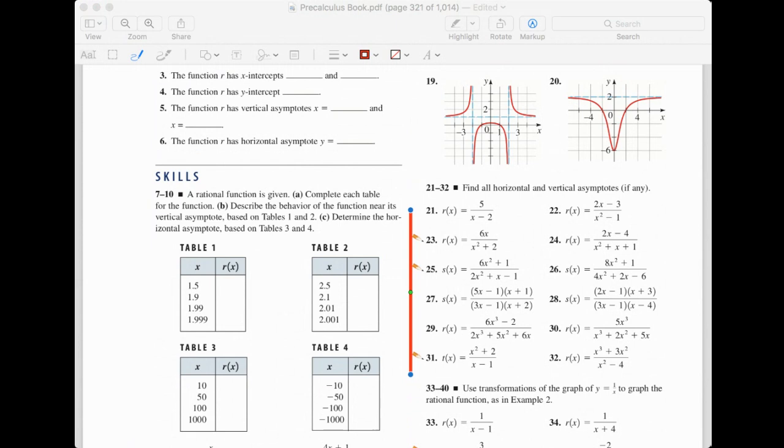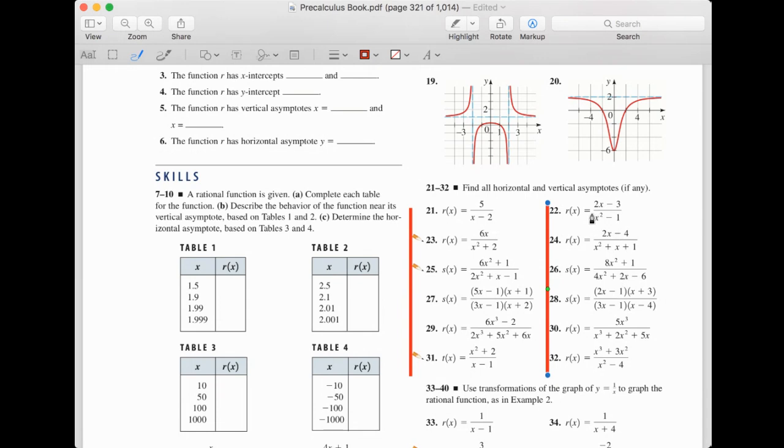3, 7, 21, 23, 25, 27, 29, 31. So 21 up to 31, odd numbers, those will be homework. But let's talk about this homework. I'm going to talk about those even numbers.